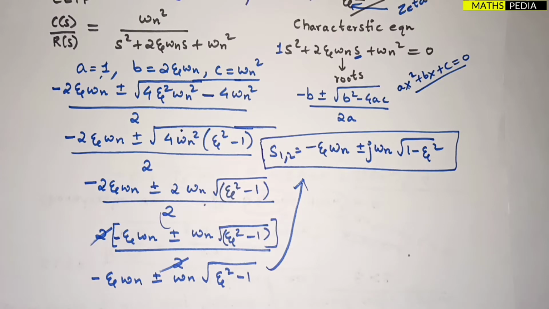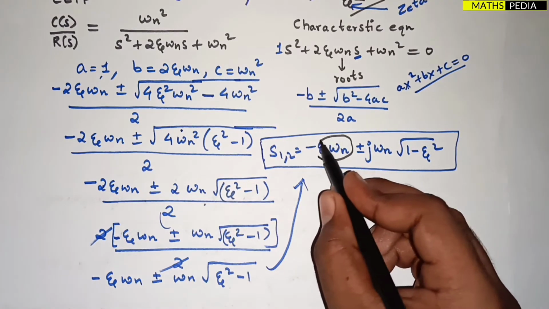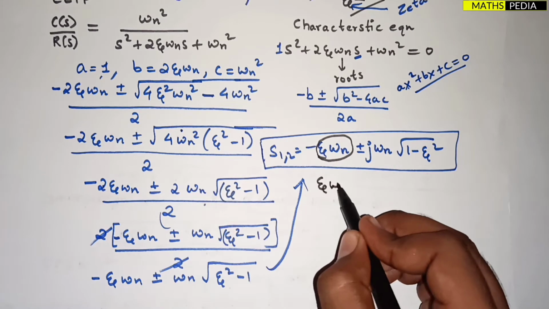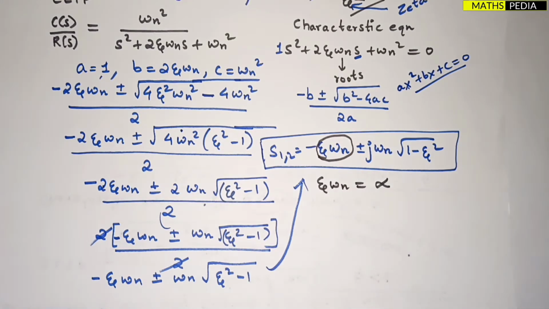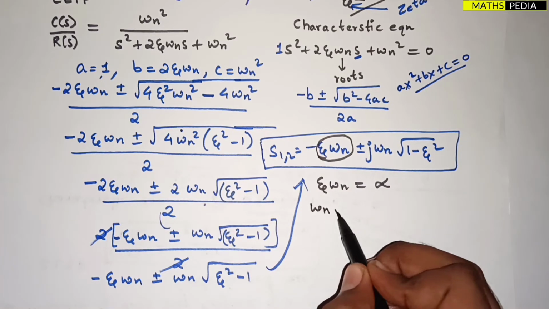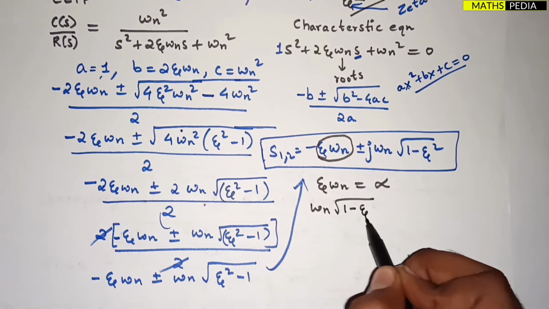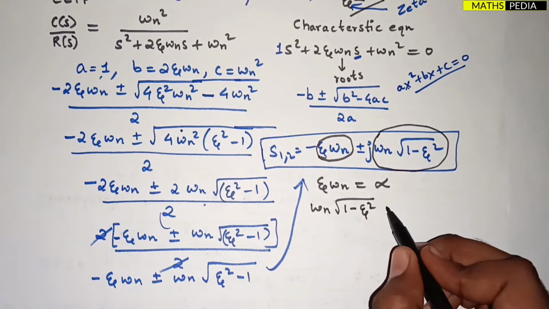So we have found out the roots. Now the next step is that we have to assume. Let us assume that zeta omega n in this to be alpha. Then one more thing, the omega n into square root of 1 minus zeta square, this imaginary part, to be what?